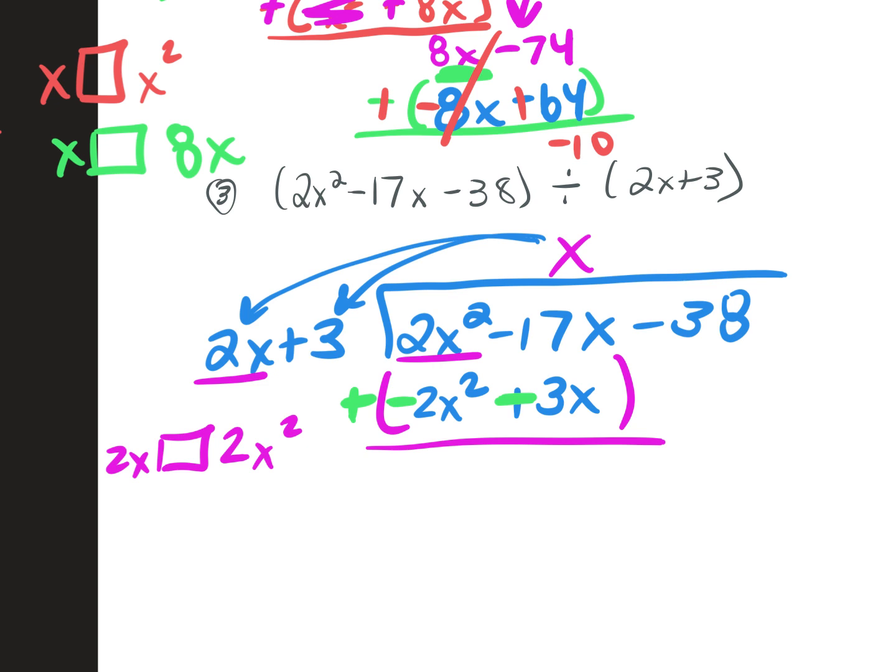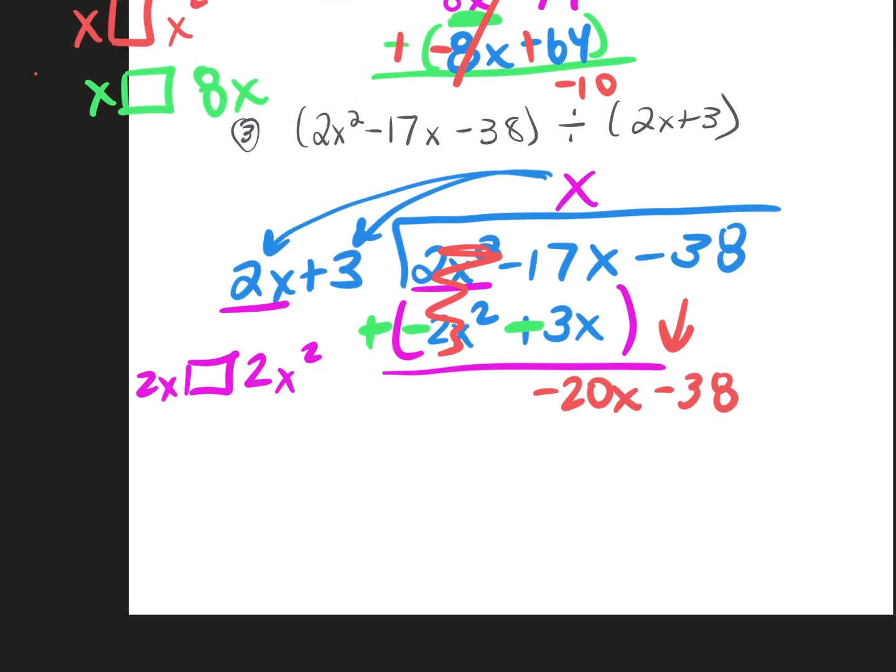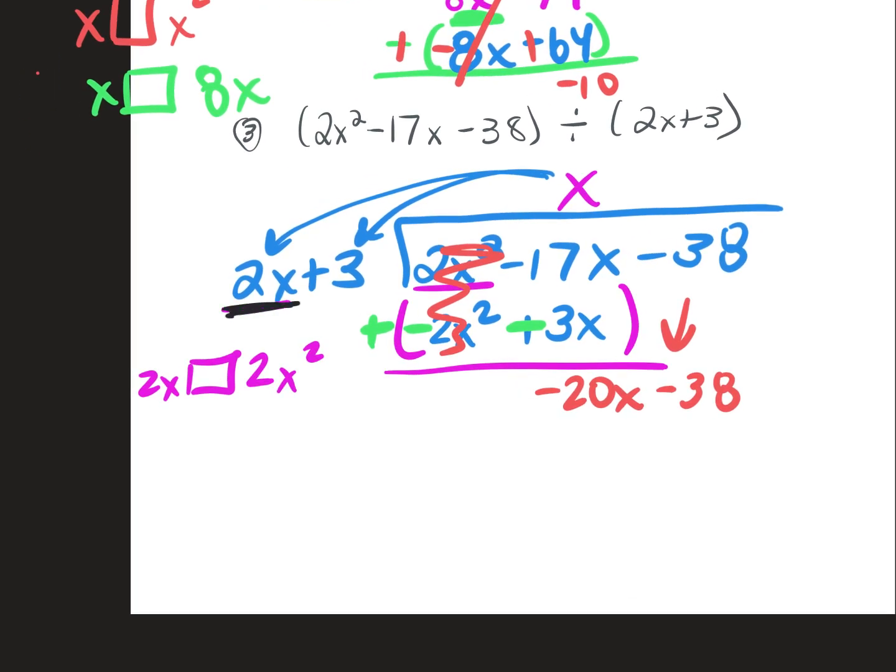So now we combine negative 17x and a negative 3x. Negative 20x. What happens to my 2x squareds? They cancel. And then what do I do with minus 38? Yeah, bring it down. Hey, guess what? We're going to do it again. First term into first term. 2x times what gives me negative 20x? Negative what? Perfect. Negative 10.